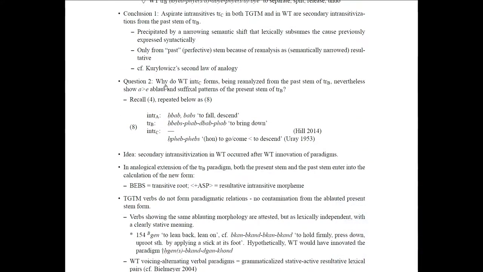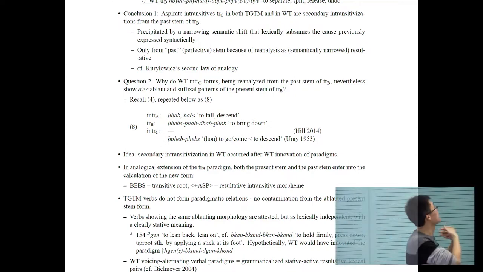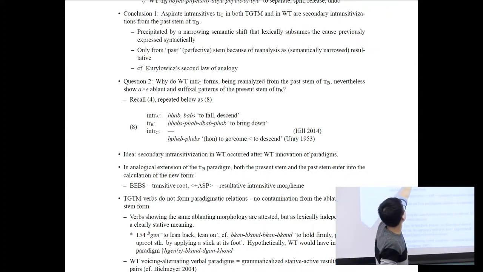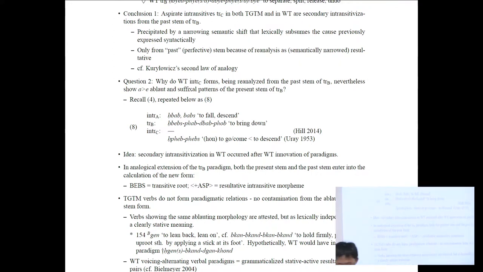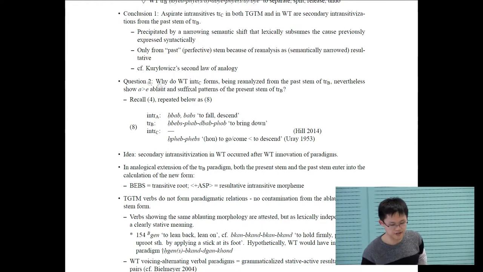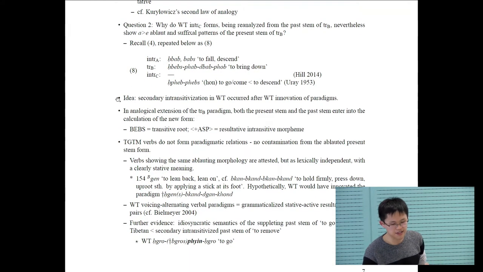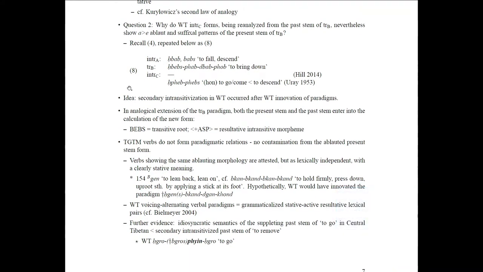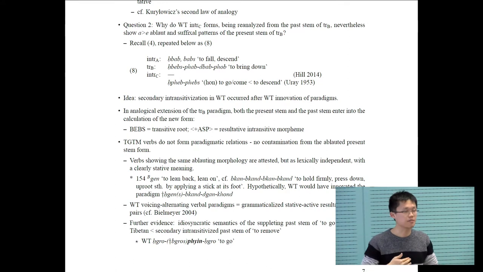Now the second question is why written Tibetan intransitive forms show this interesting ablaut pattern, though, that you only see in transitive form in the present stem. So I've said that this past stem is the one that gets reanalyzed as an intransitive. Now why do you see ablaut that you only see in transitive stems? This is a really difficult case, but I think the idea would be that secondary intransitivization in written Tibetan must have occurred after the innovation of paradigms, so after the establishment of paradigmatic relations between these forms.